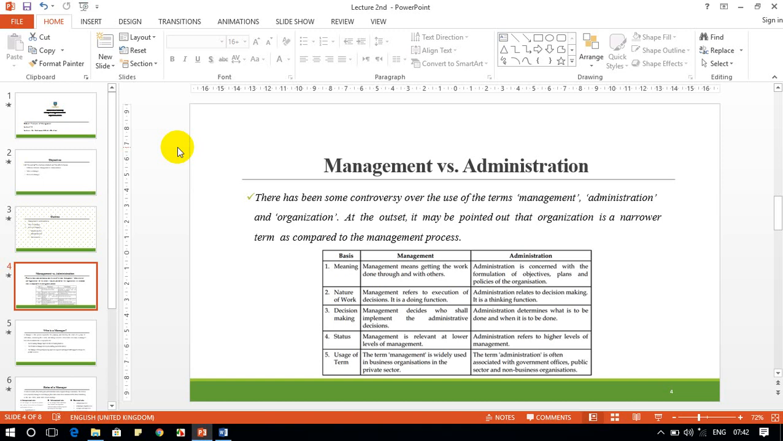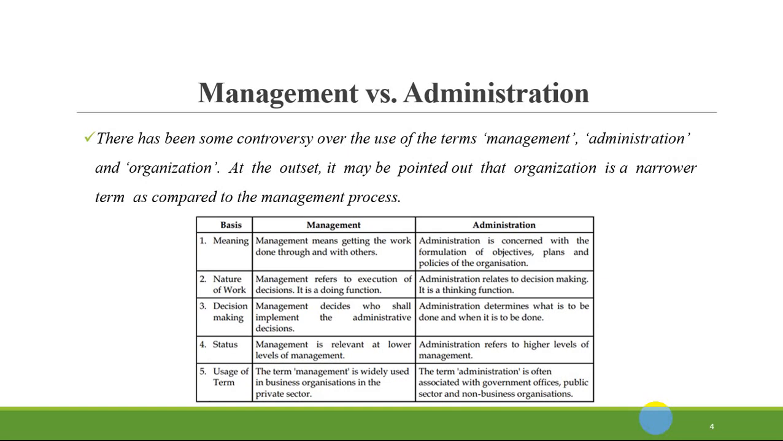Whereas administration is concerned with the formulation of objectives, plans, and policy of the organization. The administration part is more concerned with the vision of the organization. They have to formulate the mission, the organizational objectives, and define the organizational goals. These are the duties of the top level of management. So that is the very first difference between management and administration, according to the meaning.